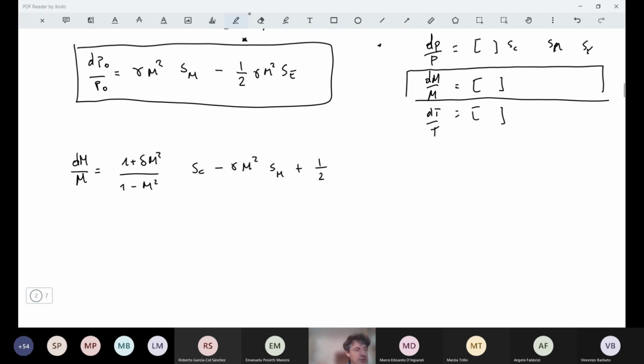And you see that here we can group, we have a common group which is (1 plus delta M squared) over (1 minus M squared), and then we have different terms related to the different source terms, (1 plus gamma M squared) SE. So you see that changes of the Mach number will be of different sign depending on the sign of this quantity here in the denominator and of the term that is comprised between these square brackets. So I will group this term with the symbol lambda.